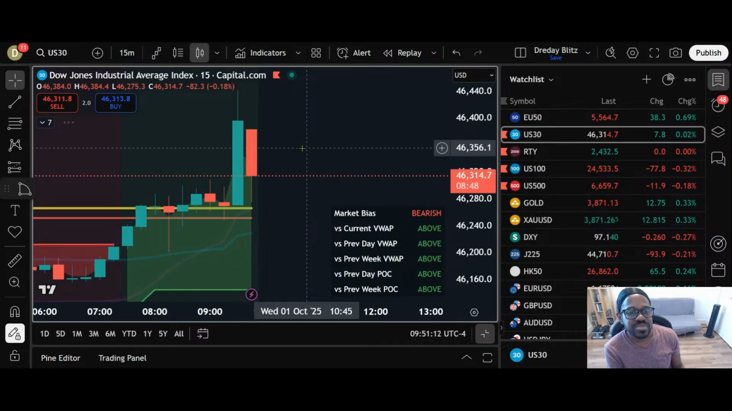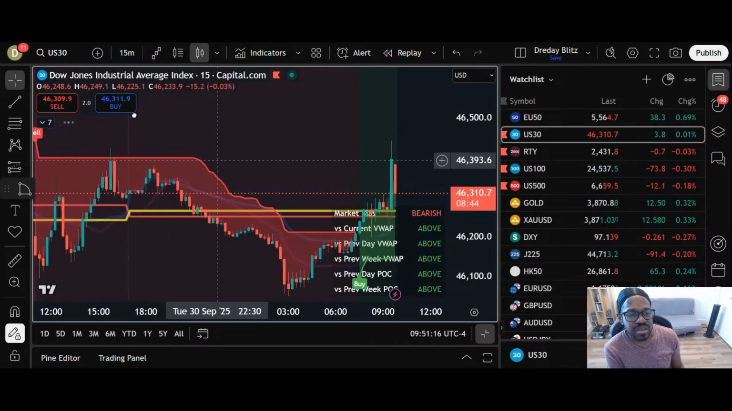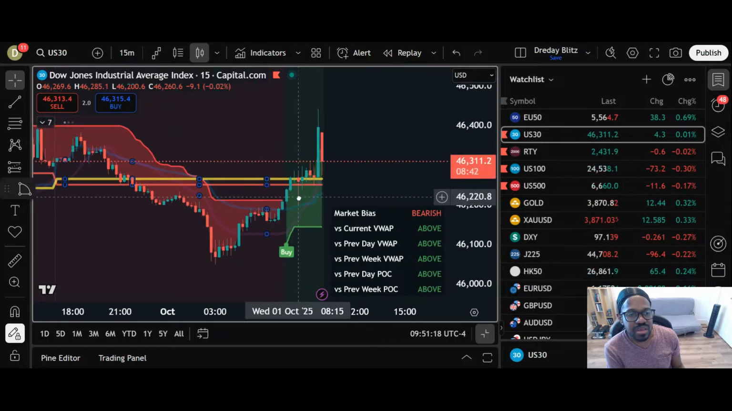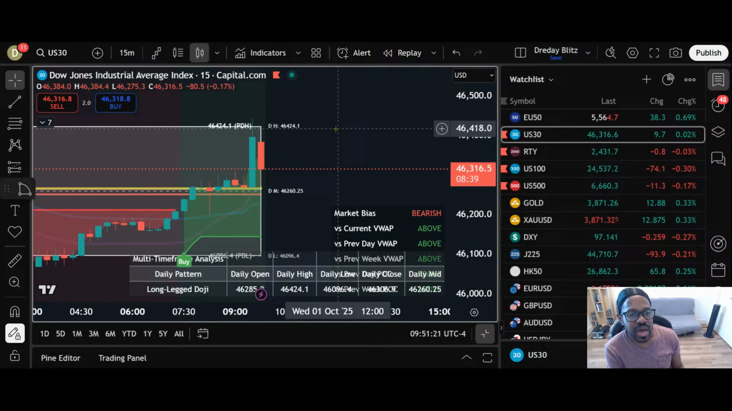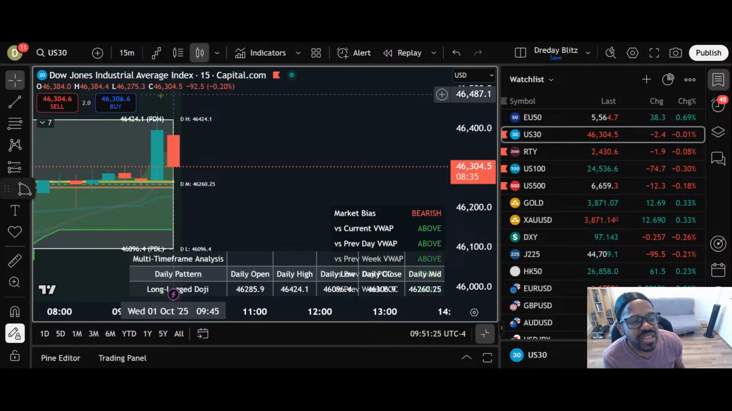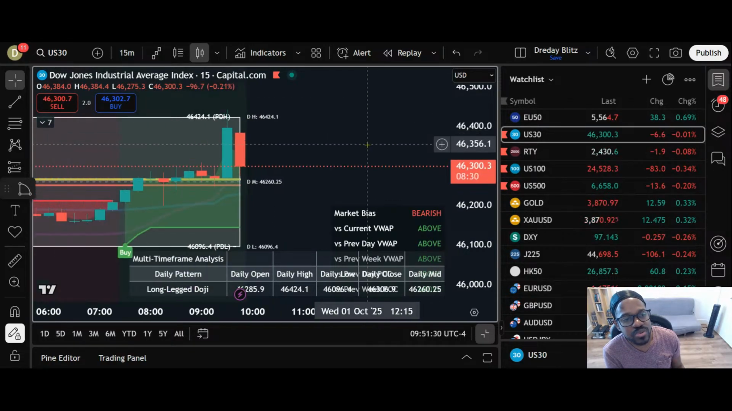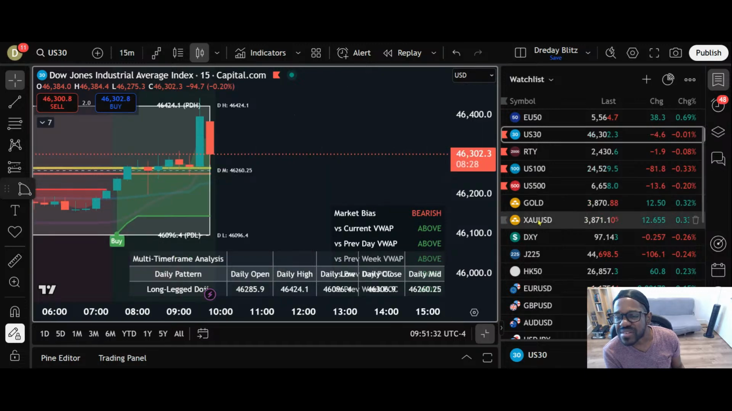US30, same thing. So it tried to go to the previous day high. It tapped it, grabbed some liquidity, and now it's trading below. It's trading down right now.